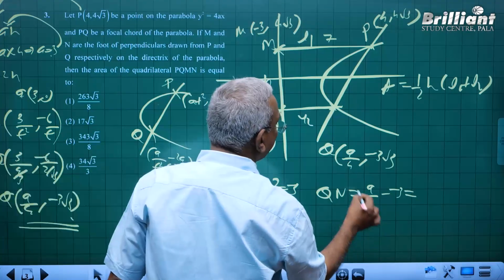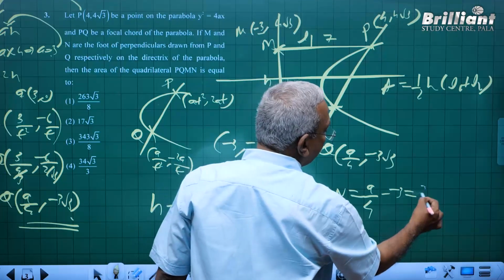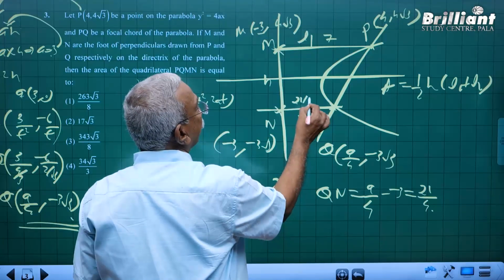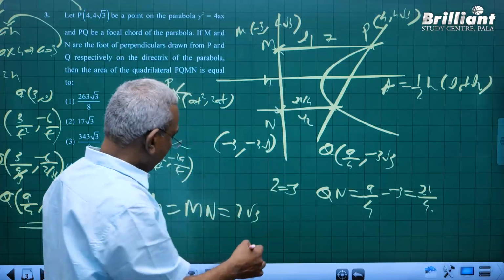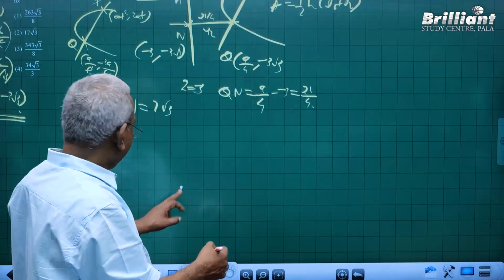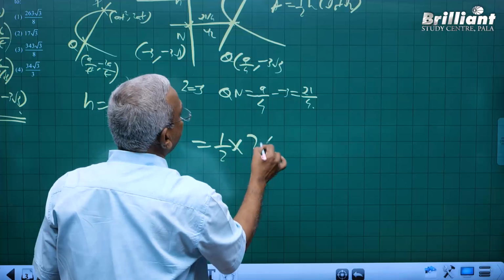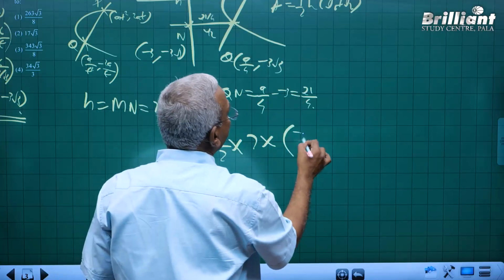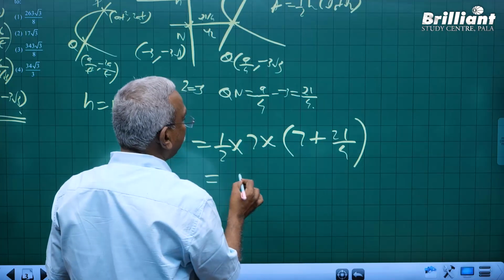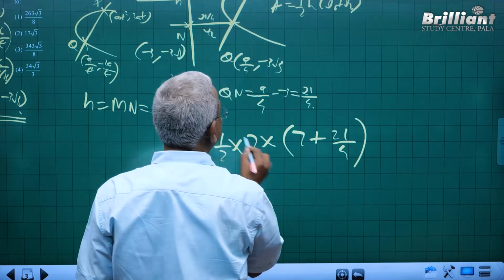It's 9 by 4 minus 3. That is equal to 21 by 4, right? So this is 21 by 4 and that should be 7. So, how to find the required area? The required area is equal to 1 by 2 into 7 into, adding them, 7 plus 21 by 4. That's equal to, it is not 7 root 3. This is 7 root 3, right?